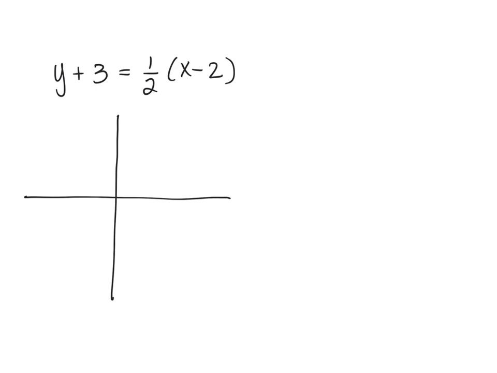Hey guys, to graph a line that's given to you as an equation in point-slope form, don't waste your time switching it into slope-intercept form. It's not necessary because in point-slope form, you have a point and you have a slope. So if we take a look at this point-slope form, my point is (2, -3), and you can go back to your notes on point-slope form to double check why it's (2, -3), and my slope is 1/2.